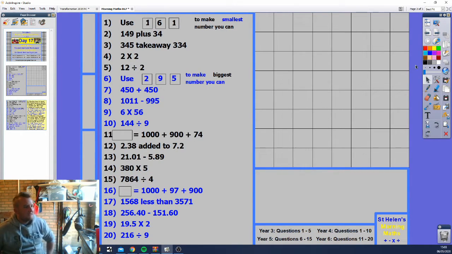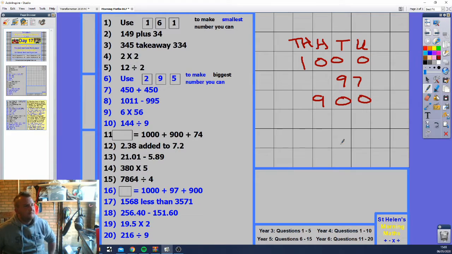Okay, 1,000 plus 97 plus 900. We've got our place value holders, our hats and caps. Put them in. So easy to do. Make sure you get 100%. How many place values are there? There's 4. Let's put in 1,000. Let's put in 97. It doesn't really matter what order you put it in. And then literally add up each column. 7, 9, 9, 1. Boom. Done.